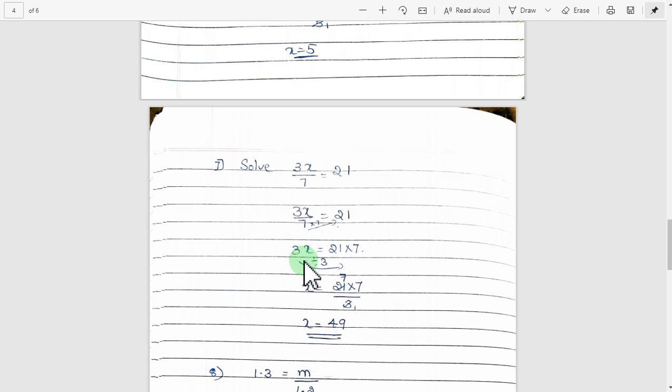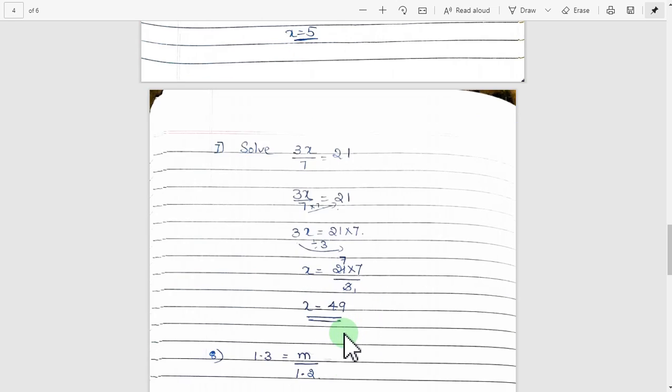Now you take 3 to the other side. When you take 3 to the other side, it becomes a division. Now we can simplify. Anyway you can simplify: 3 and 7, 3 and 21. 3 1s are 3, 3 7s are 21. Now what remained is 7 into 7, 49.